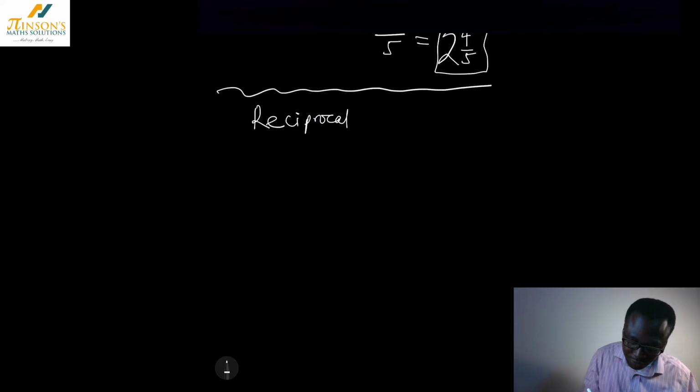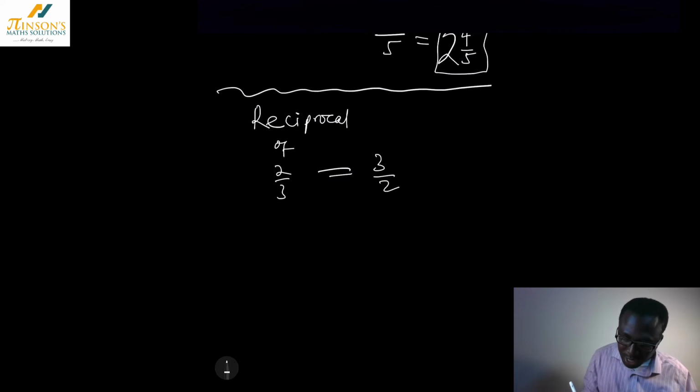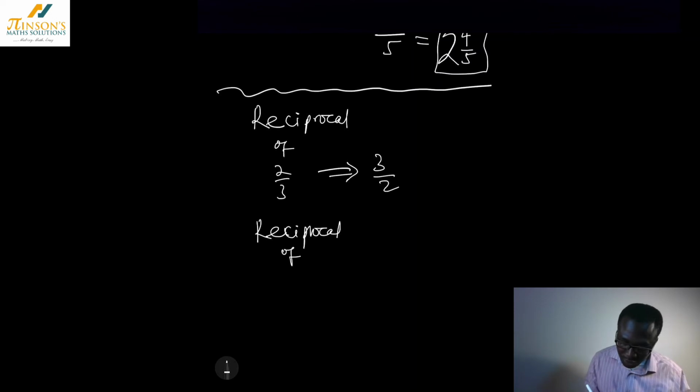So if I want the reciprocal of, let's say, 2/3, my answer will be 3/2. Okay, it says flip upside down because I find the reciprocal. If I want to find the reciprocal of, say, 4, it is the same as 1/4.